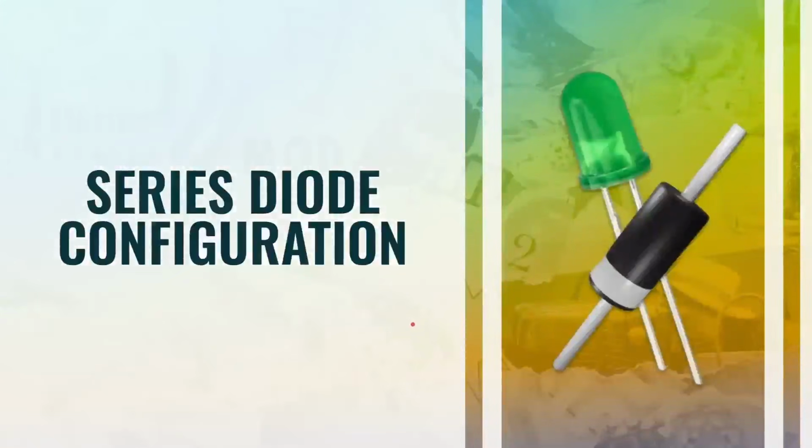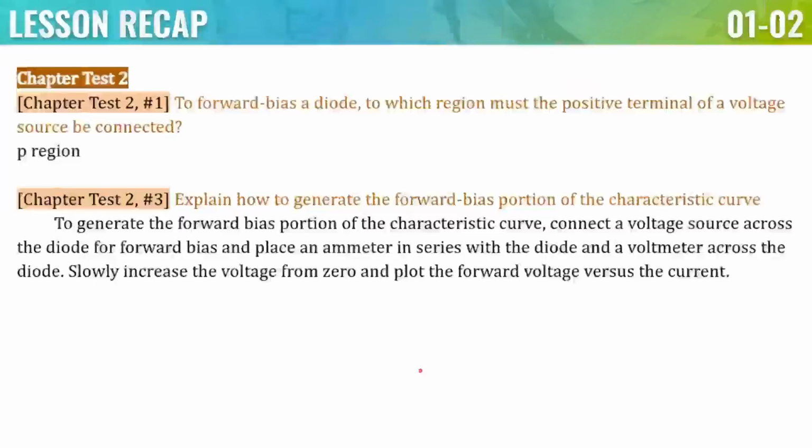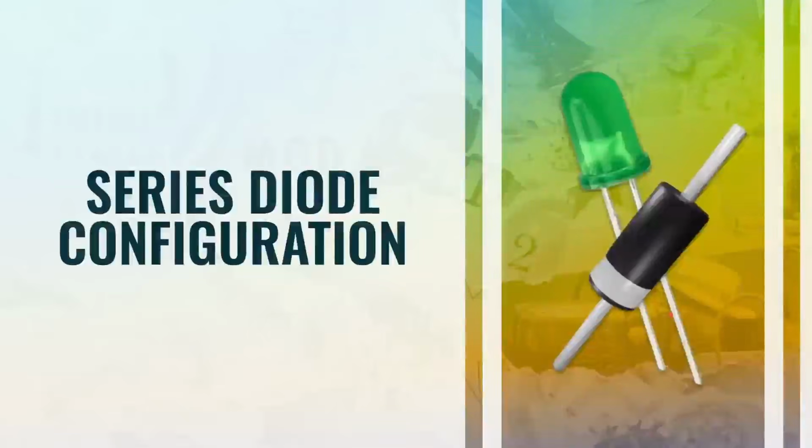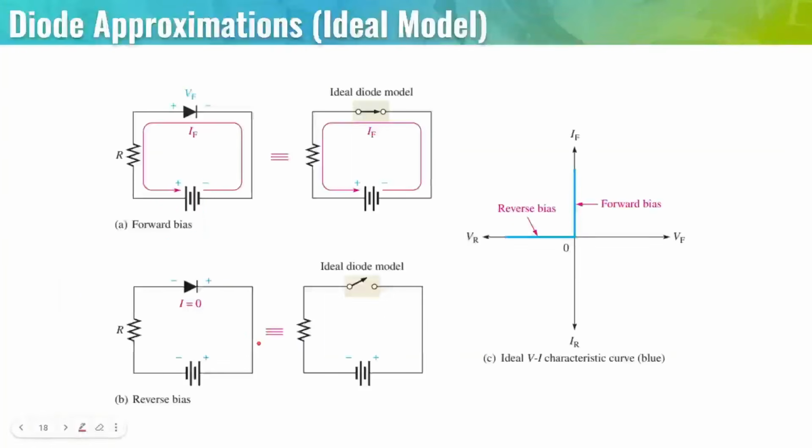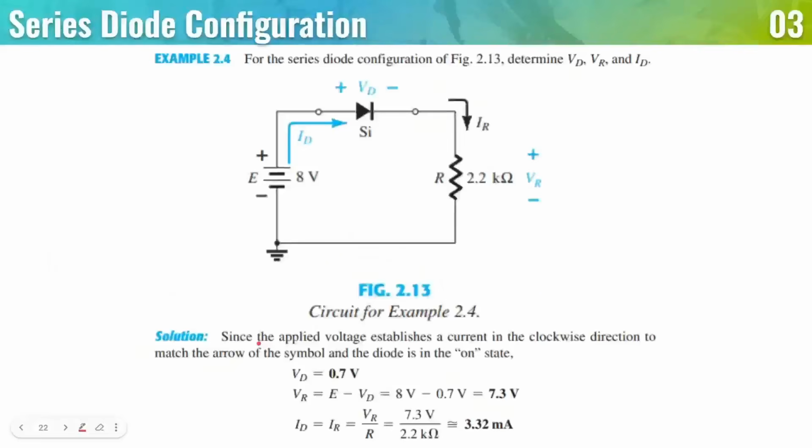So that's all for the lesson recap. Now we can proceed with the series diode configuration. Everything I said for this item is going to be the basis of what we're doing in this section. So for this section, we're going to redo some of the explanations in the book, and then try to answer something from the chapter tests.